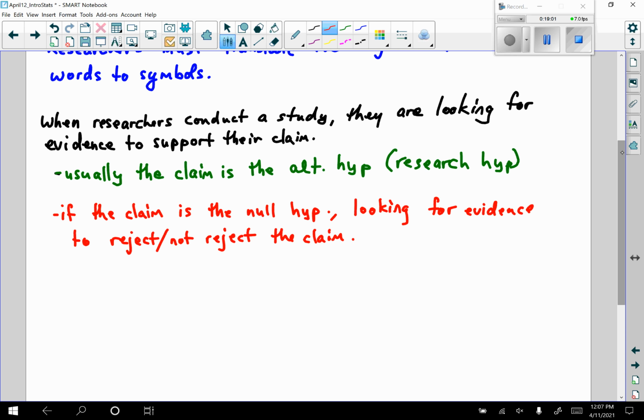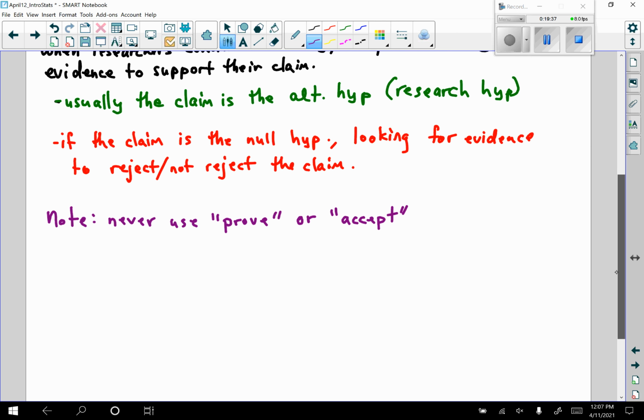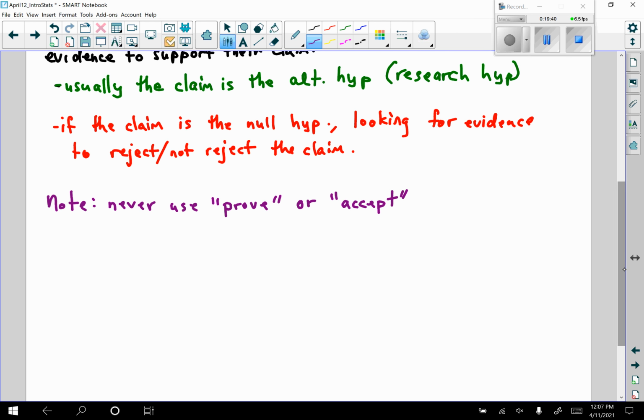And you're going to come to see that the statements we're going to use are, if the claim is the alternative hypothesis, we're going to say there's enough evidence to support the claim. Or if the claim is the null hypothesis, we're going to use these phrases here. We either reject the claim or we do not reject the claim. We never say prove or accept. We just want to stay away from those words. Anytime we're trying to use prove, we have to be able to use it on the entire population, and we're not able to here.